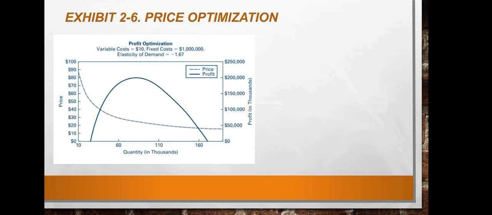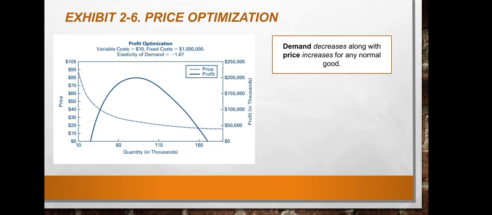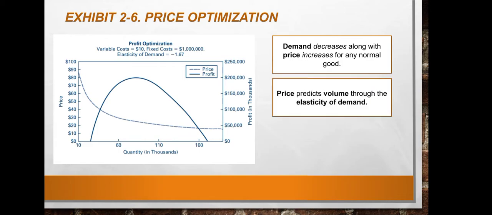So this is an example of a graph of price optimization. It shows the relation of price, quantity, profit, the variable cost, the fixed cost, and the elasticity of demand of a firm. The graph shows a downward sloping curve as the demand at a given price and also gives an understanding of the overall demand and the elasticity of demand, because price predicts volume through elasticity of demand.